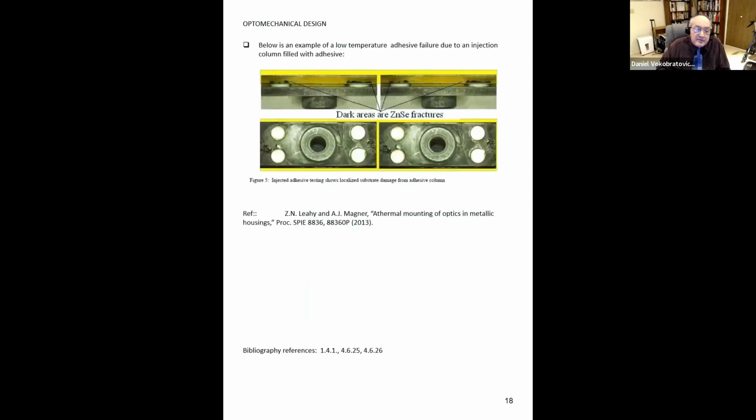This is not a matter of academic concern. Here we can see where injection holes have produced fractures in a zinc selenide mounted optic. This is taken from an SPIE paper by Lehay and Magner, Athermal mounting of optics in metallic housings. You can use the SPIE digital library to look it up to see, yeah, this really is a problem. It's not a big deal. After the adhesive sets up, you can run a drill down into the injection hole to remove the adhesive. The next slide.